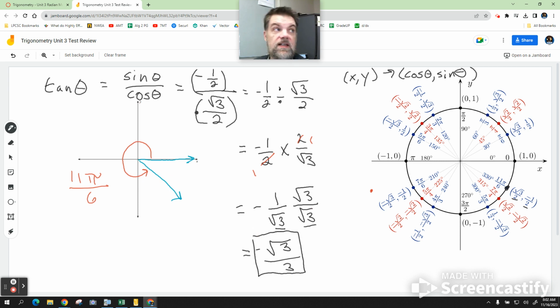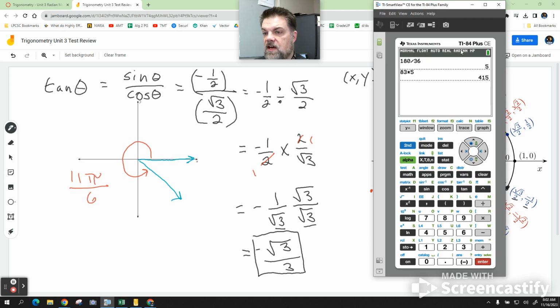Now, we can double check this on our calculator. So I look up here on my calculator and it says radian. Cool. Then I'm going to say tangent 11, and the pi key is the second caret key, divided by 6. Plug that in.